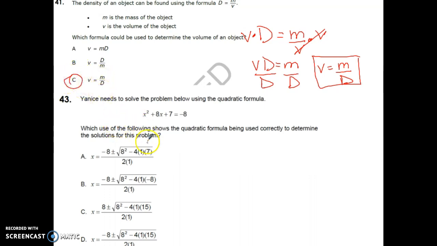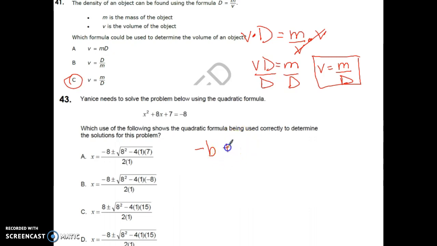C, no longer B. Now this problem was wrong, and then I corrected it. So it says Eunice. All right, Eunice, I see you. It's a nice name. Eunice needs to solve the problem below using the quadratic formula. Hopefully it's Eunice and not Yanis. Which of the following shows the quadratic formula being used correctly to determine the solutions for this problem?